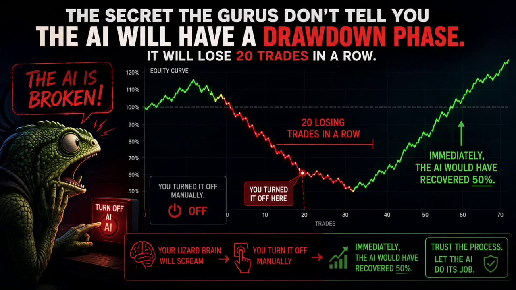The human factor, why you will quit. Here is the secret the gurus don't tell you. The AI will have a drawdown phase. It will lose 20 trades in a row. Your lizard brain will scream, "The AI is broken!" You will turn it off manually. Then, immediately, the AI would have recovered 50%.